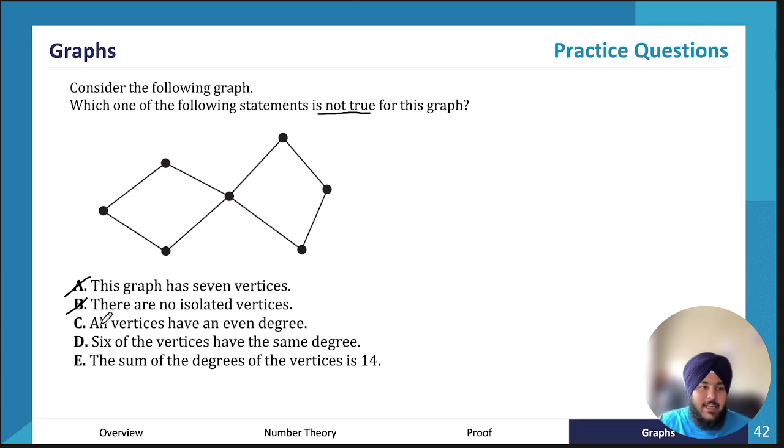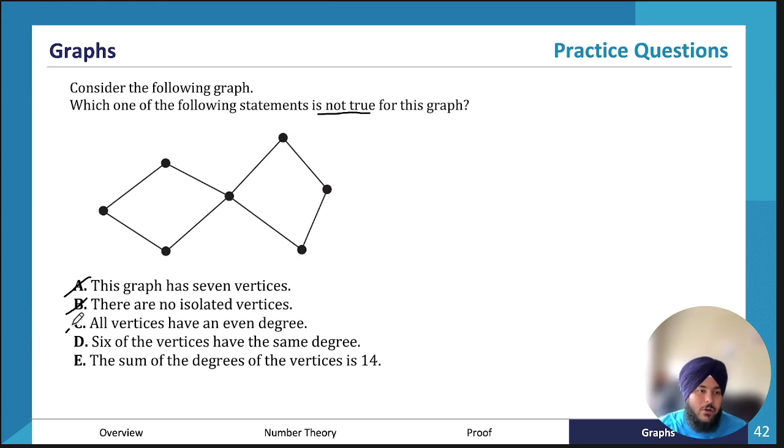All vertices have an even degree. Okay, let's have a look at that. This has a degree of 2. Remember, degree is the number of connections that a particular vertex has with other vertices or to itself. Basically the number of lines or edges going off of it. That's the way I like to think of it. So this has a degree of 2, 2, 2, 4, 2, 2, 2. So all of them are even.